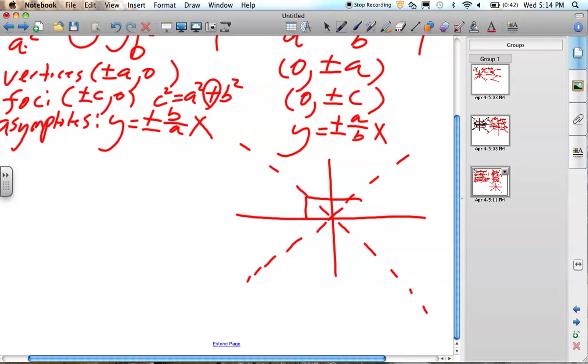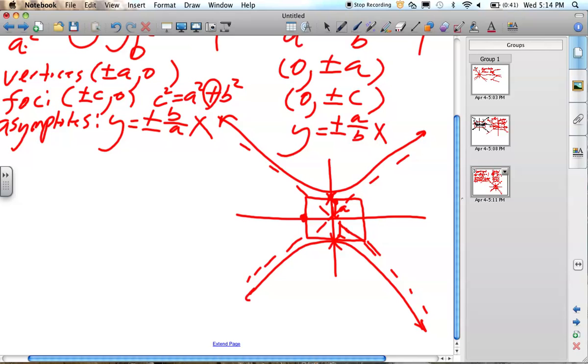Remember, this is going to be this little rectangle here that my asymptotes go through. Now there is a, because I've got a vertex here and a vertex here. Now this thing is going to look like this. And my foci will lie somewhere on the inside of it here.